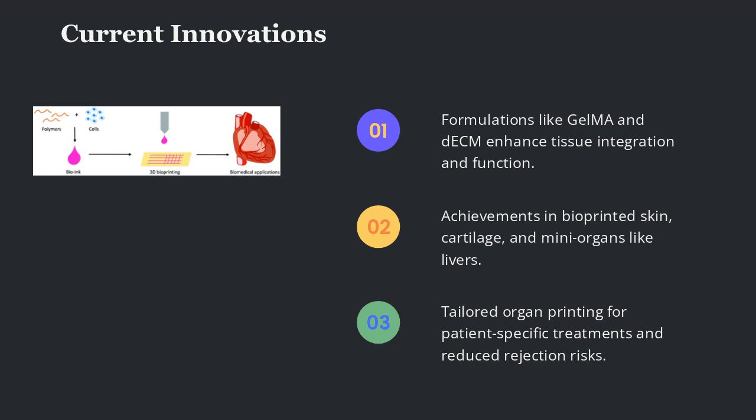Now let's delve into the latest advancements in bioprinting. Bioink formulations like GelMA and DCM have significantly enhanced tissue integration and function. Furthermore, the field has achieved remarkable milestones with bioprinted skin, cartilage, and mini organs like livers. This has opened up possibilities for tailored organ printing, offering personalized treatment options for patients and reducing the risk of organ rejection.